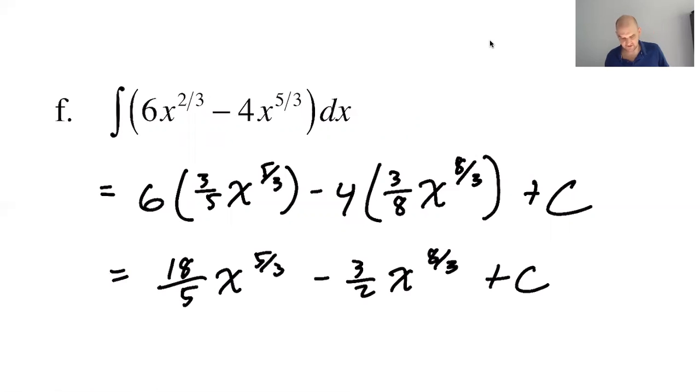And we can check it by taking the derivative. So if I multiply 5/3 and 18/5, I get 18/3 is 6. X to the subtract 1 is 2/3. That's good. If I bring down 8/3, I get -4. And if I subtract 1, I get 5/3, and that works.